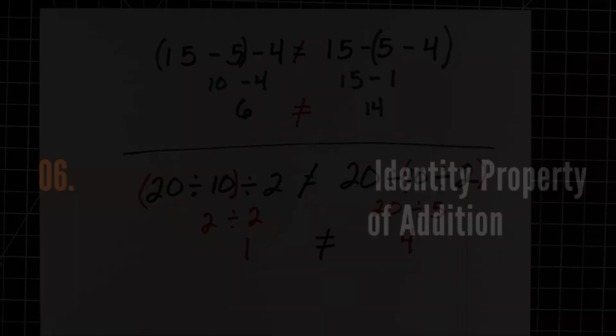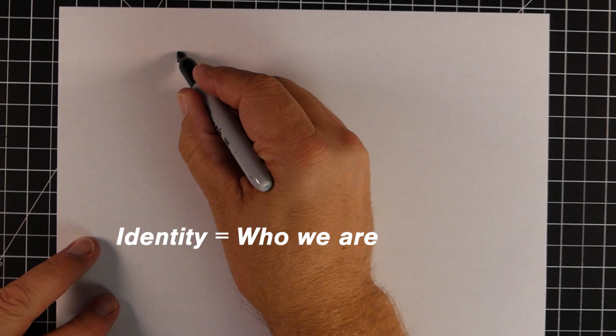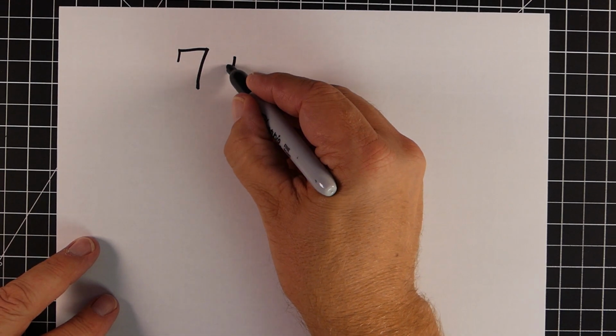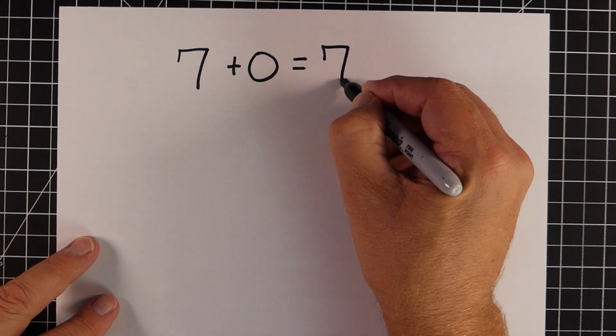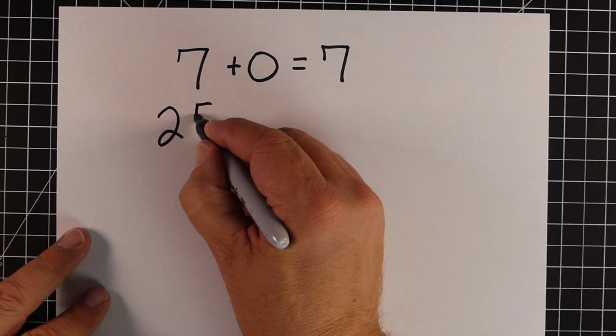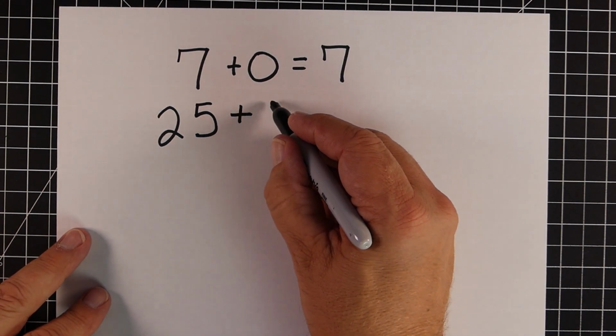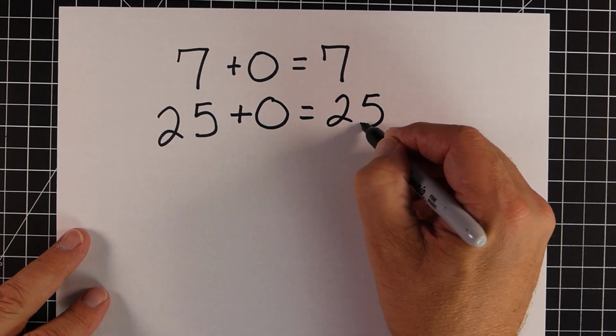All right, next, number 6, the identity property of addition. When I think of identity, I think of something that tells you who you are. So for example, a driver's license might be a type of identity for a person. For the number 7, if you're trying to stay who you are, you're thinking, what can I add to a 7 to keep it a 7? And the answer is we can add 0. Anytime we add 0 to a number, that number just stays the way it is. So 25 plus 0 is still 25.